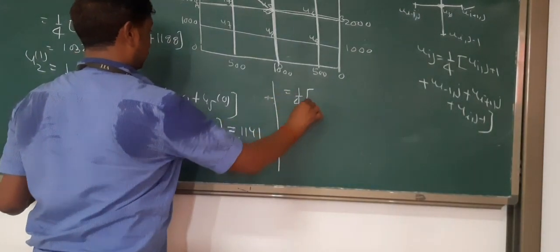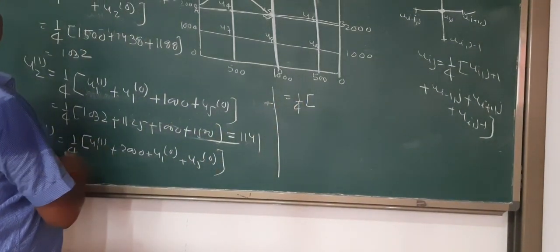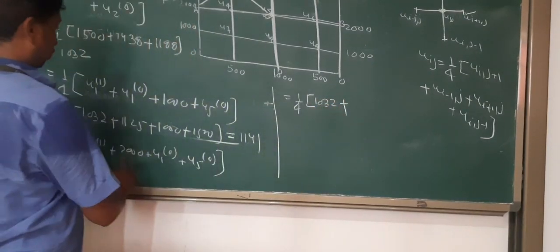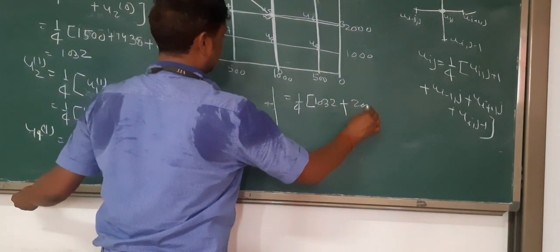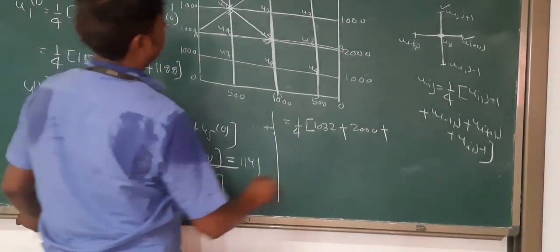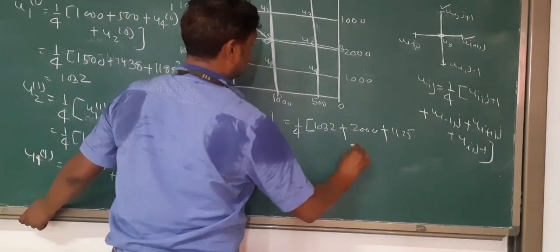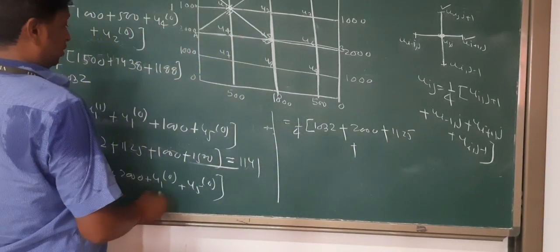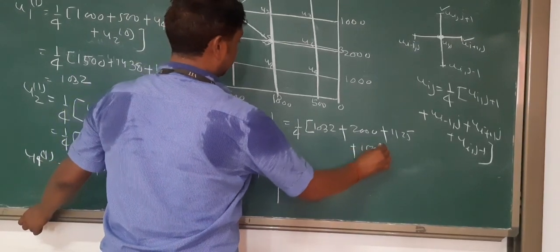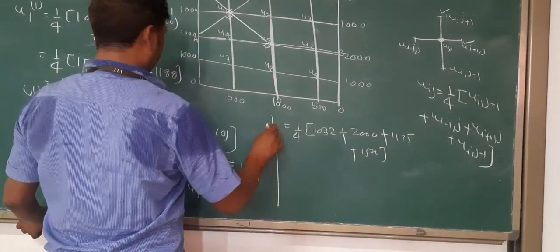1 by 4. U11 how much? 1032. 2000, plus U10 how much? 1125, plus U50 how much? 1500. Just calculate the value, that is your U41.